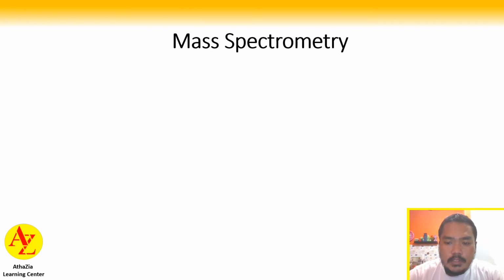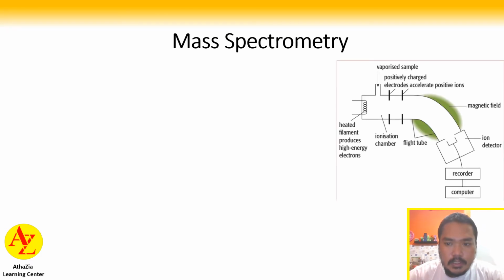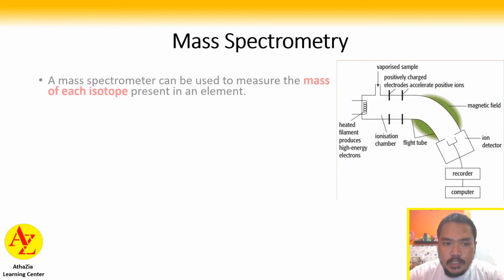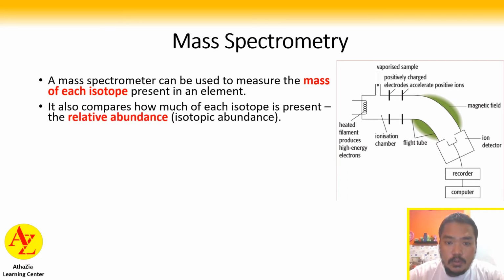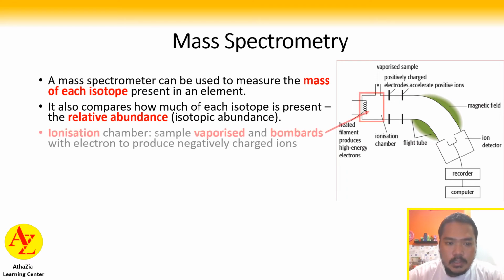Okay, mass spectrometry. This is the schematic diagram of a mass spectrometer. A mass spectrometer can be used to measure the mass of each isotope present in an element, and also we can measure the relative abundance or isotopic abundance.